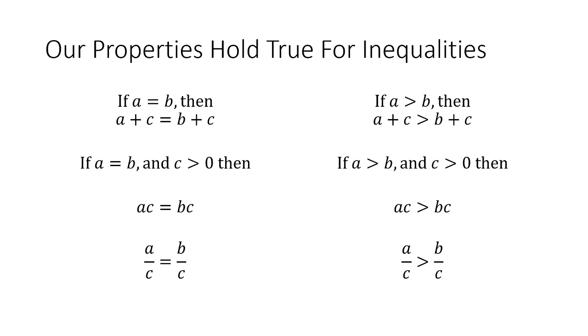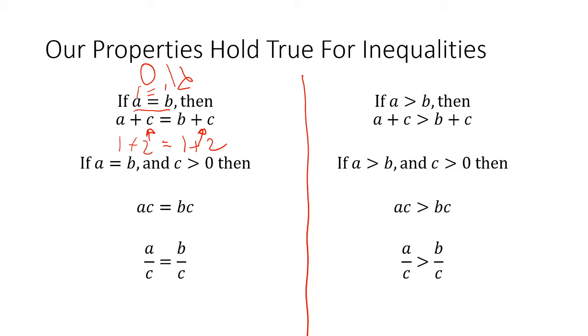So with our inequalities, our properties hold true, right? On the left, I have properties that we've learned before, and on the right, I have properties that are new to us. In the old ones here, if A is equal to B, then if I add a number to each of them, they'll be equal. That makes sense, right? If 1 is equal to 1 and I choose to add 2, 1 plus 2 will certainly be equal to 1 plus 2. And that's the same with inequalities as well.